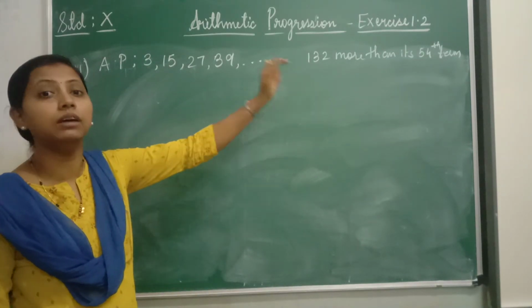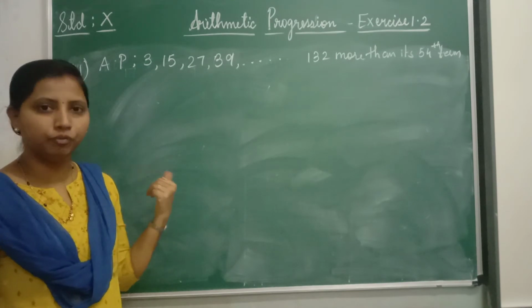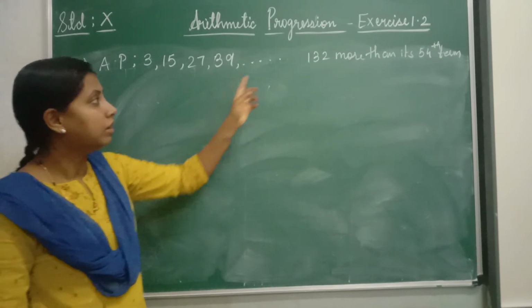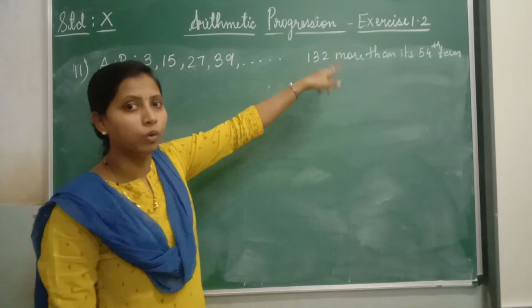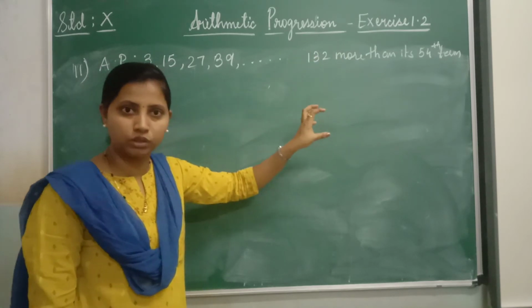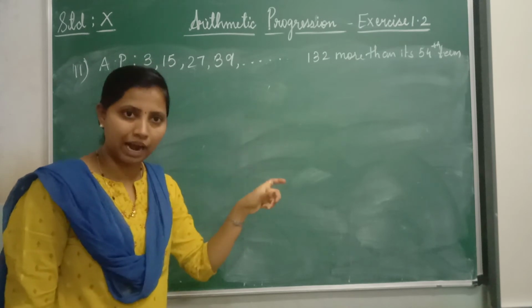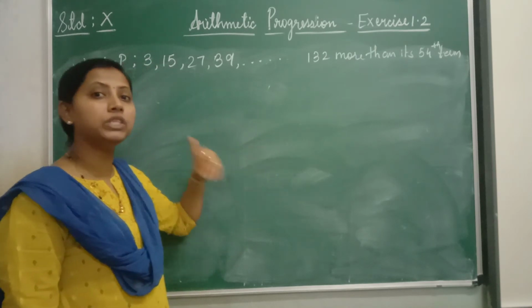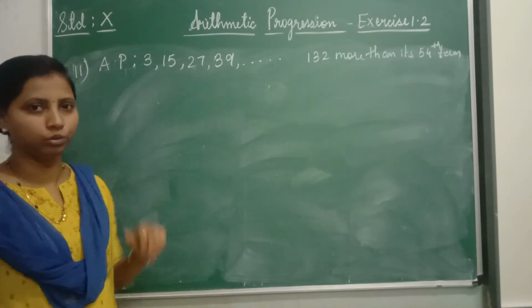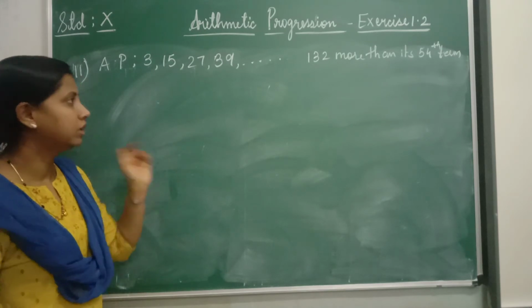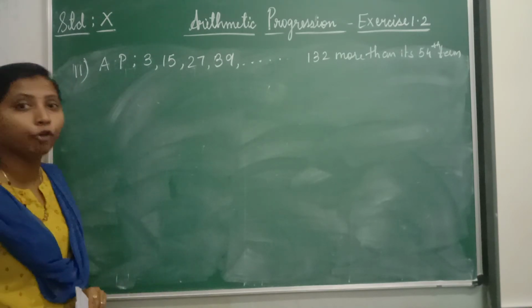Firstly, we have to find the 54th term. When we find the 54th term, we have to add 132 to it. Whatever number we get after adding, we have to find which term of this particular AP that number is. So first let us find the 54th term.